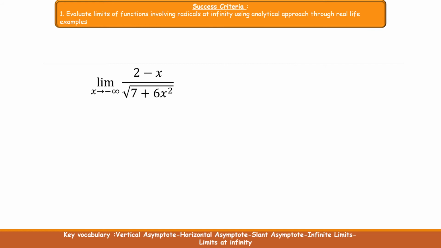So the main idea is that whenever you have a negative infinity sign, the first thing is that you will write the negative sign before the square root to avoid confusion. And when you apply the limit, you will write positive infinity.